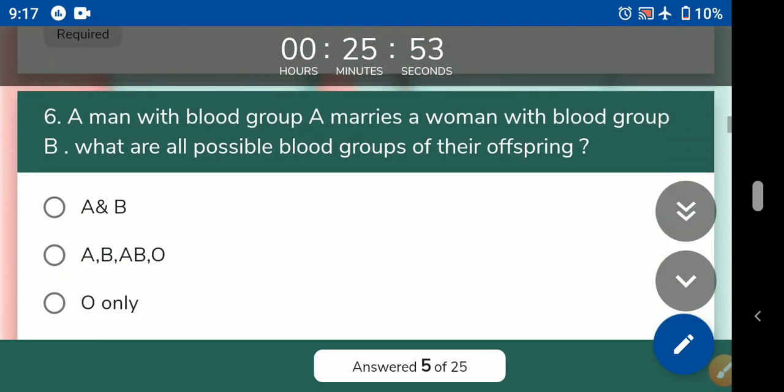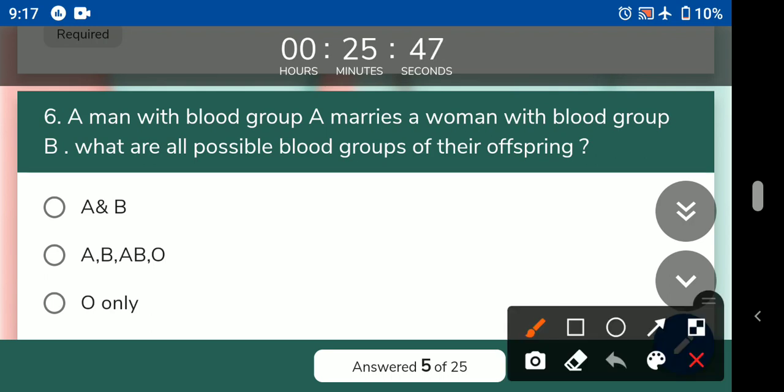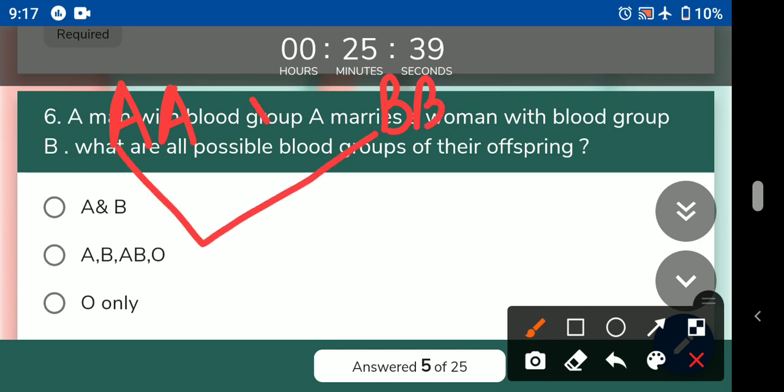A man with blood group A marries a woman with blood group B. There are two possibilities. A man could be homozygous with blood group A and the woman homozygous with blood group B. So if we have a cross between them, we will have 4 offspring and everyone will have AB blood group. So as per that, the answer should be AB only.